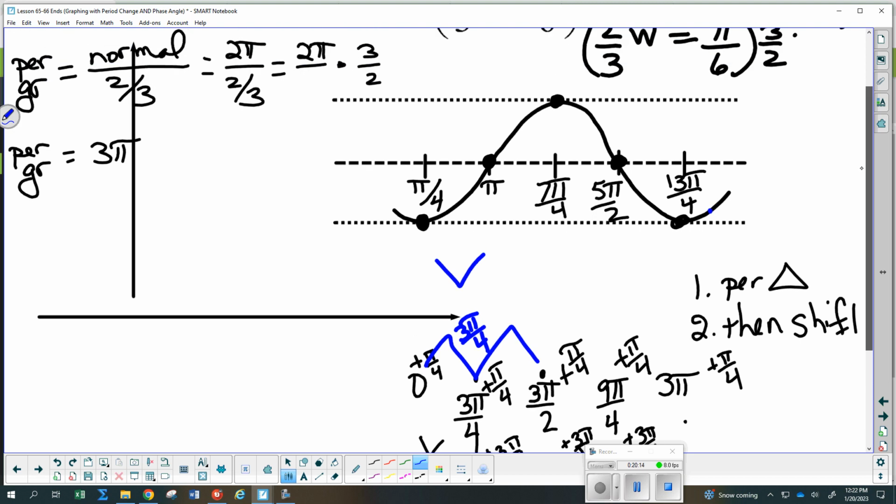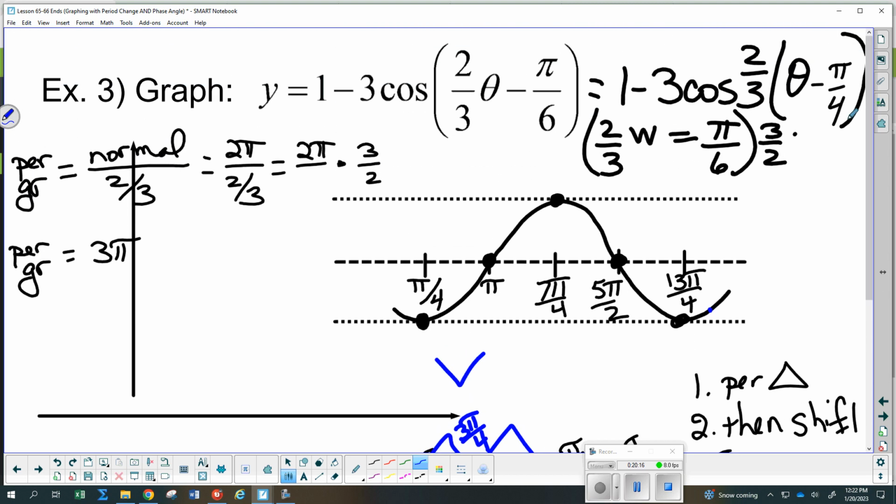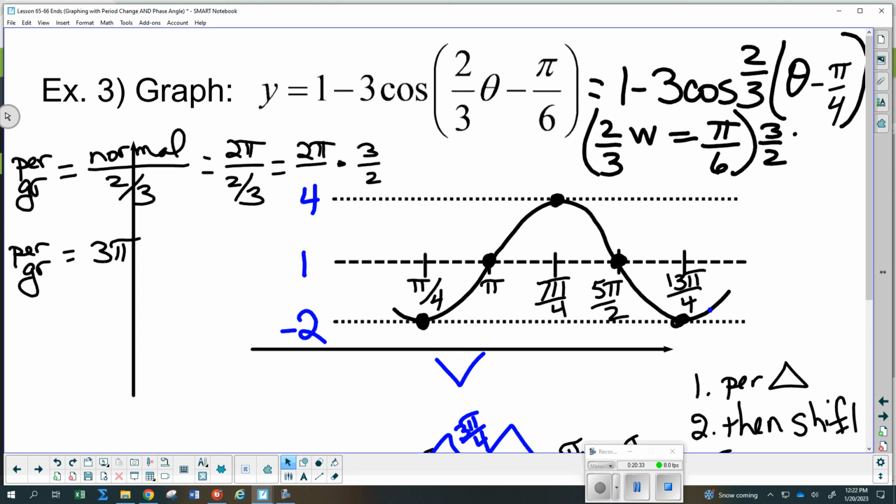Okay, let's do our center line, max and min. What's the center line here, everybody? What's the amplitude? So what's the max and the min? Let's put our horizontal axis in. Again, it splits the positives and negatives. It does not go on -2. It does not go on +1. It goes in between, closer to the 1 than to the -2.